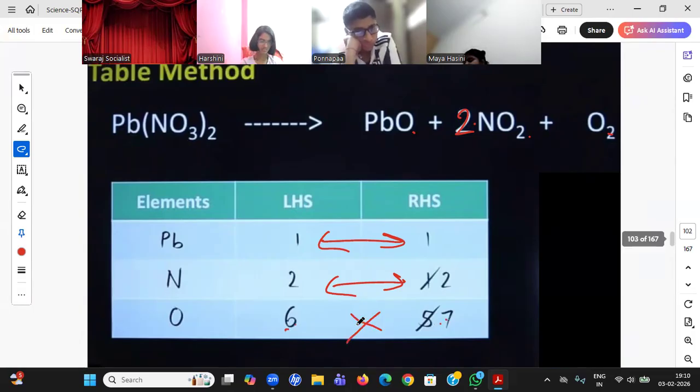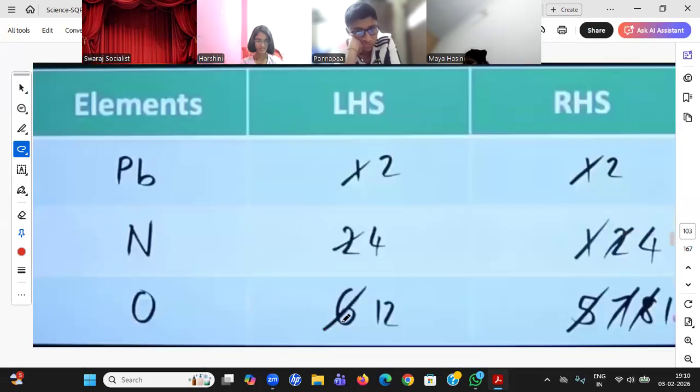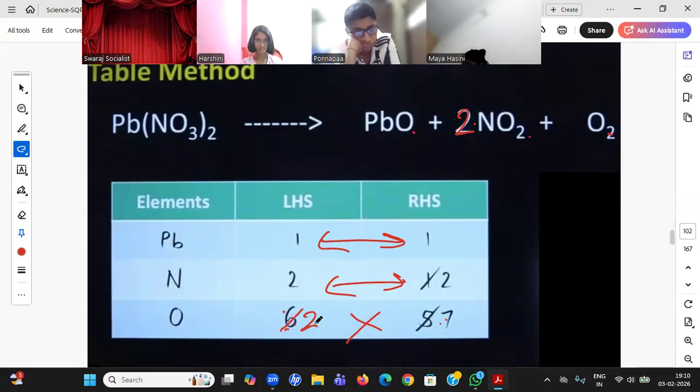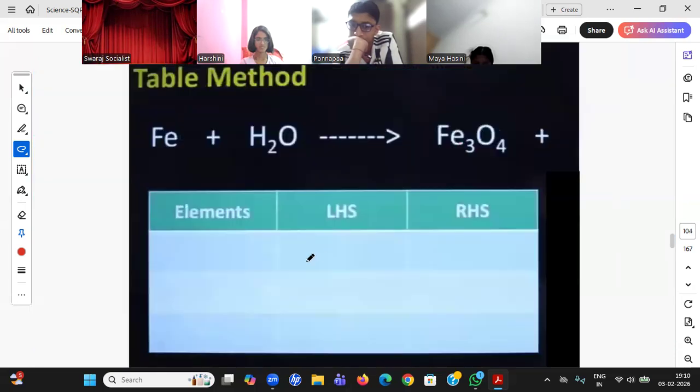What should I do to make it balanced? You want 7, but you have no option. If you multiply with 1, it is again 6. Minimum you need to multiply by 2 only. 6 twos are 12. But will the remaining not change? You see, if I multiply with 2, everything gets changed. Lead you should change to 2. Nitrogen, which was 1 into 2, 2, is again multiplied by 2, 2 twos are 4. Like that, student, everything gets changed.